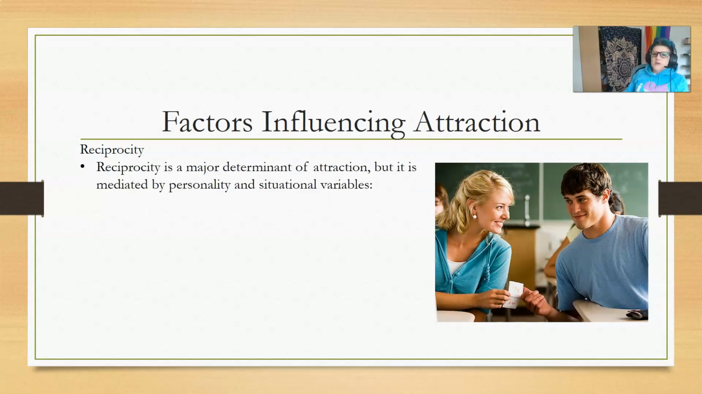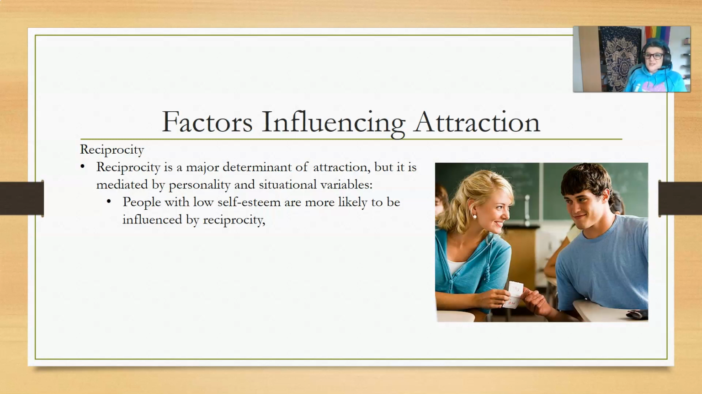Reciprocity is a major determinant of attraction, but it is mediated by personality and situational variables. So you're not just going to like someone because you found out that they fancy you. In fact, that can be quite off-putting. These situational variables also have to be in their favour. So people with low self-esteem are more likely to be influenced by reciprocity. If you've got very high self-esteem, then someone demonstrating that they're attracted to you might not particularly sway your opinion because you feel used to people being attracted to you, or because your self-esteem is high enough that it doesn't bother you whether people like you or not.